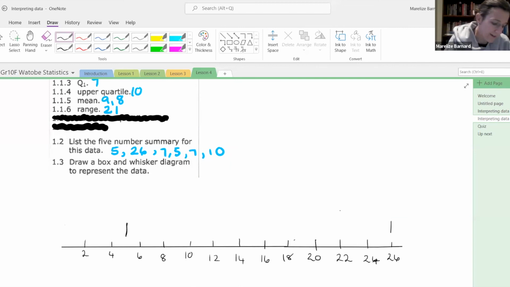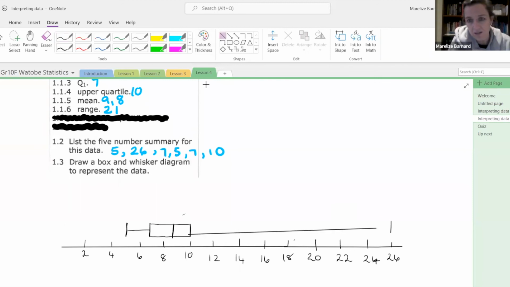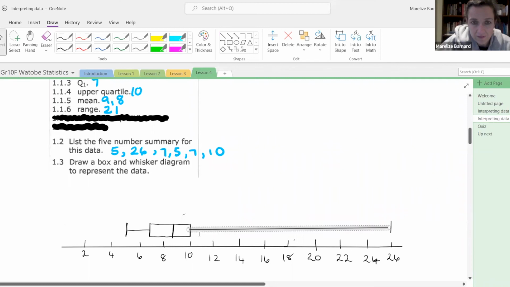And our median, we've got 7 as our lower quartile. And 10 is our upper quartile. And then our median is 7.5, which is here. See, this is going to look really funny with this big data value that we've got over there. So you'll have this little box over here, and then one long whisker going to the other side because it is an outlier. Yeah, so your box and whisker plot should look a little something like that.